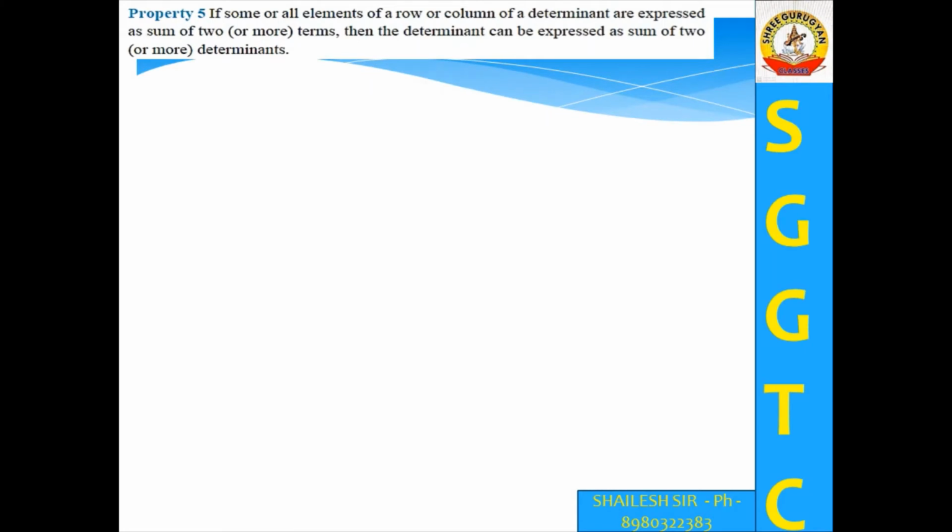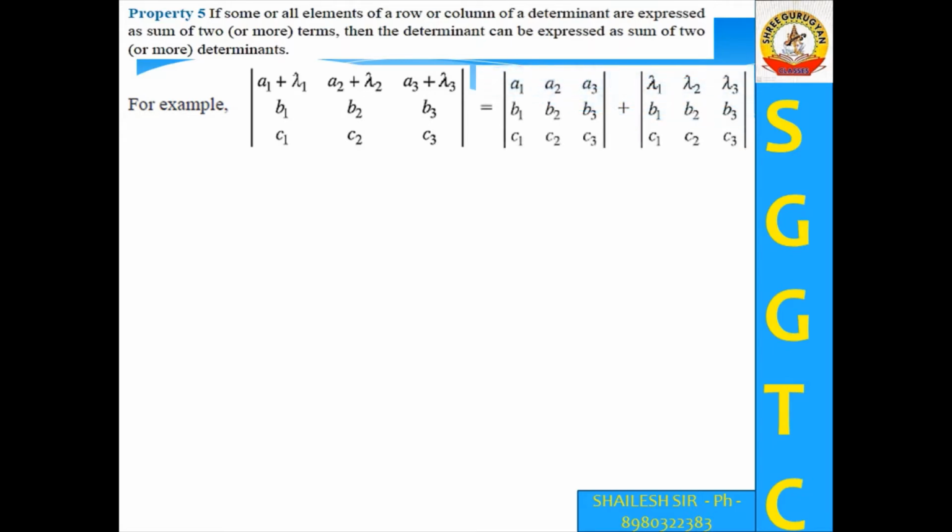Now property number 5. Students, there are a total of 6 properties here. First of all I explain step by step, after that I go to numericals. Property 5: if elements of a row or column of a determinant are expressed as a sum of two or more terms, then we can express it as a sum of two determinants individually. So see, it is very easy. Here a1 plus lambda 1, a2 plus lambda 2. You just focus on the first row.